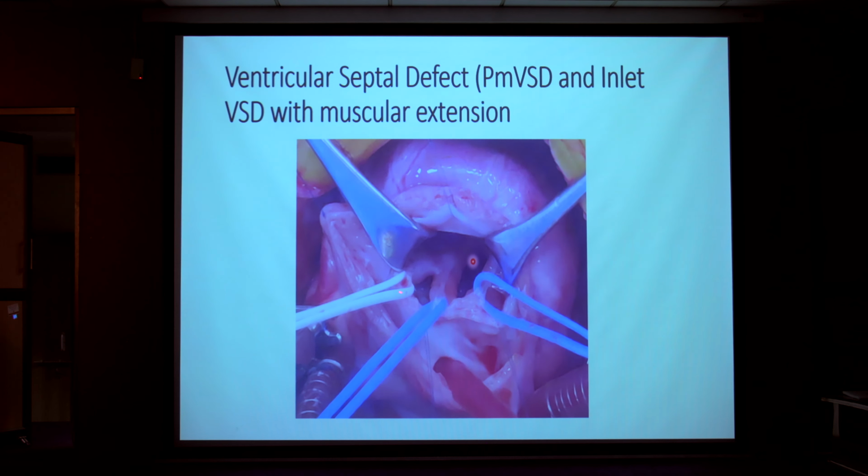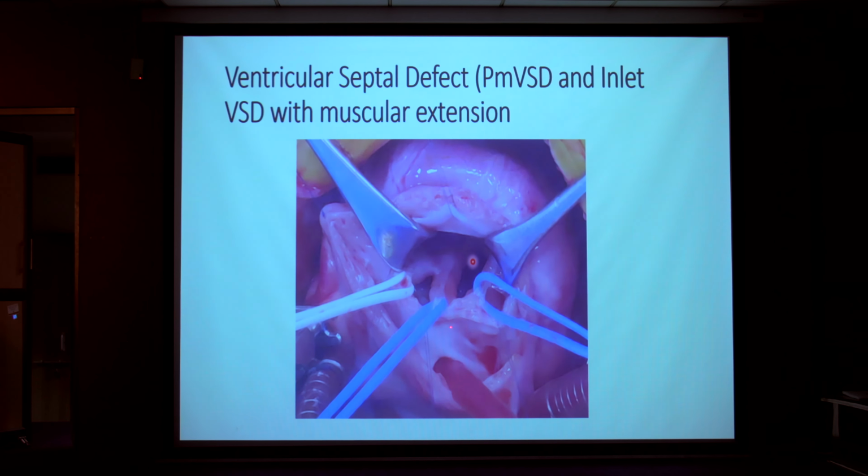This is the operative photograph. Actually, you can see there are two VSDs there. One VSD here is actually a perimembranous VSD, and you have another VSD. It's actually an inlet muscular VSD. You can see the margin there. It is extending all the way down into the trabecular septum. There are two VSDs there.